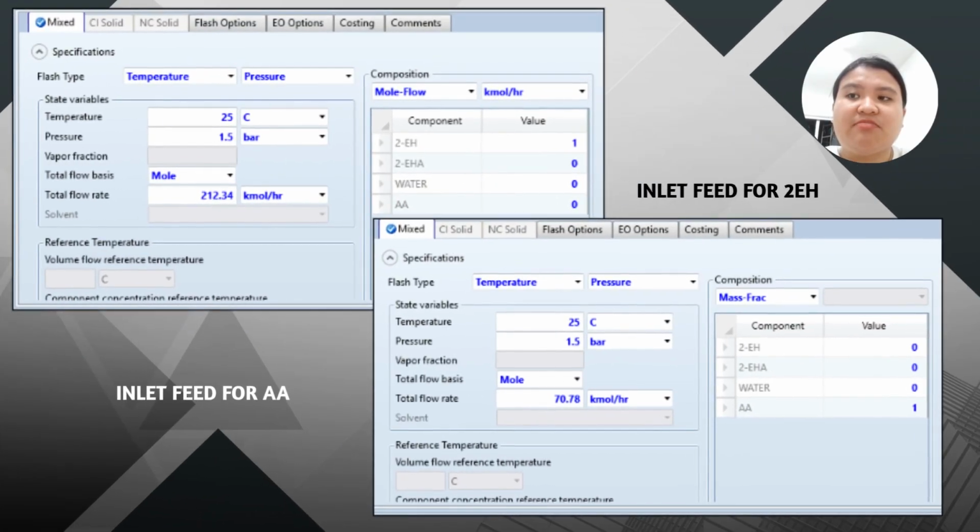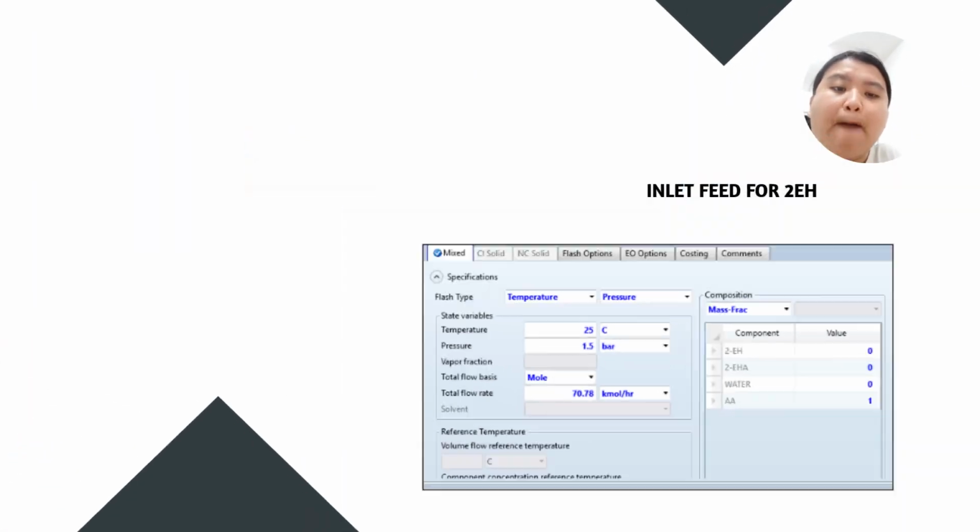Based on research done by Santos et al. 2019, the chosen feed ratio is 1 to 3 acrylic acid to 2-ethylhexanol. This indicates that for every 1 mole of acrylic acid, 3 moles of 2-ethylhexanol are fed continuously into the reactor. As shown from the Aspen screenshot above, the inlet feed for 2-ethylhexanol is 212.34 kmol per hour, and the inlet feed for acrylic acid is 70.78 kmol per hour.